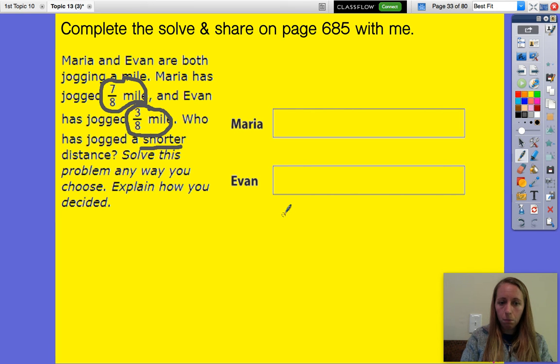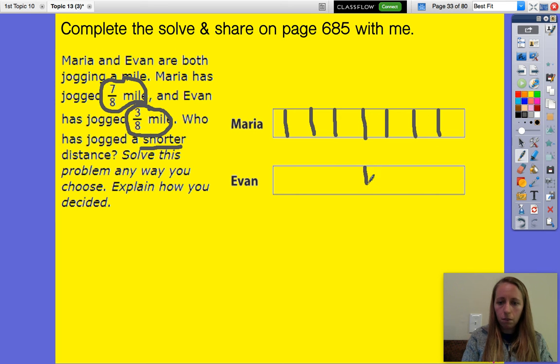Maria and Evan, they both jogged a mile, right? They're both jogging a mile. And both of their miles are divided into 8 equal pieces. So let's try that first. Divide our miles into 8 equal pieces. Right there, I have 2 equal pieces. Now I have 4 equal pieces. I'm going to split each of those in half again. Now I have 8 equal pieces. 1, 2, 3, 4, 5, 6, 7, 8. I know they're not perfect, but that's okay, as long as we can pretend that those are 8 equal pieces.